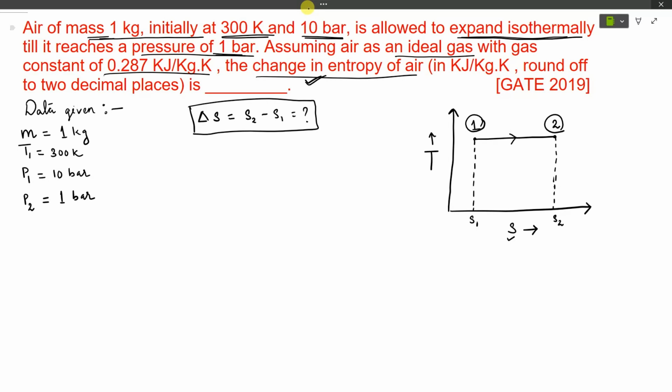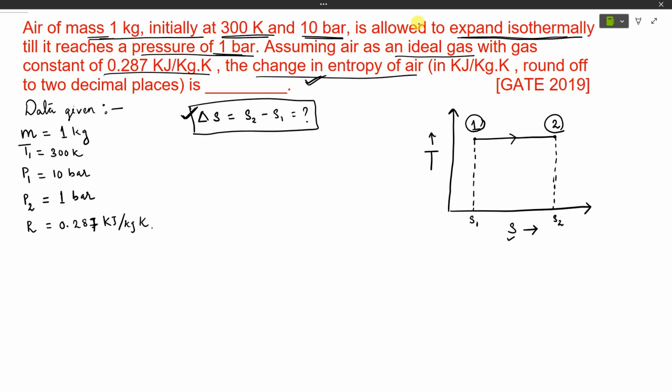The next data given here is the gas constant, and let's consider the gas constant to be R, equal to 0.287 kilojoule per kg Kelvin. Now we have all the data given here, and what we are going to calculate is delta S, equal to S2 minus S1, that is the change in entropy of air. So here we have to calculate delta S.